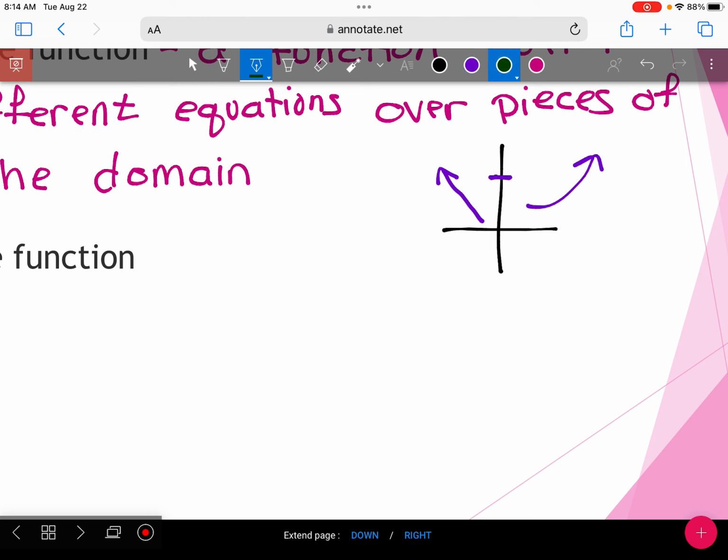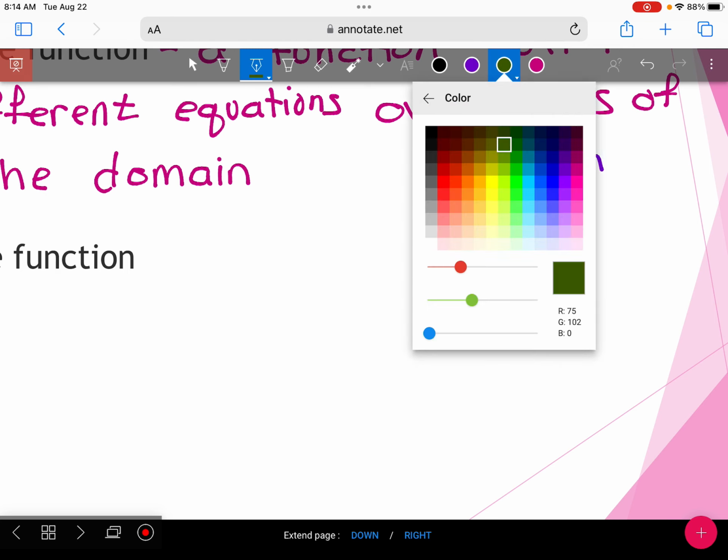A stepwise function is a specific kind of piecewise function. So, oh, that's a really ugly green. I don't like that color. That one.